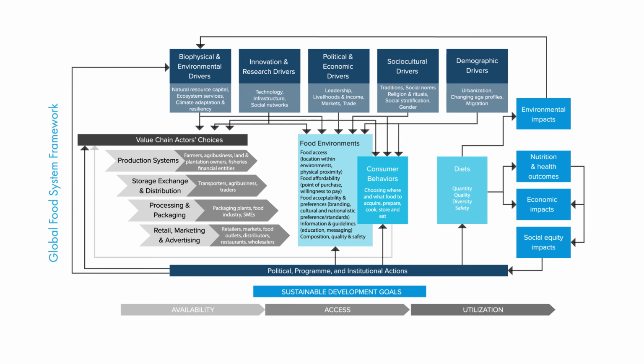We have an older global population that's going to change the food environment and the kind of demand for different foods. So there's all these different drivers that are triggering the food system, and they'll influence not only the value chain, but the food environment and consumer behavior patterns.